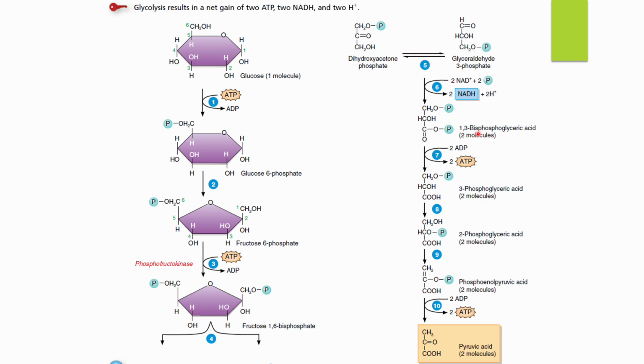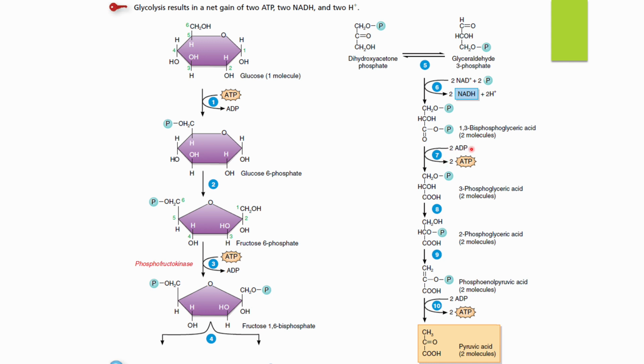Then 1,3-biphosphoglyceric acid will produce ATP when it turns into 3-phosphoglyceric acid. Here, 2 ATP molecules were produced. Then the 3-phosphoglyceric acid will turn into 2-phosphoglyceric acid, and then turn into phosphoenolpyruvic acid. And finally, the phosphoenolpyruvic acid will turn into 2 molecules of pyruvic acid, where another 2 molecules of ATP will be produced.